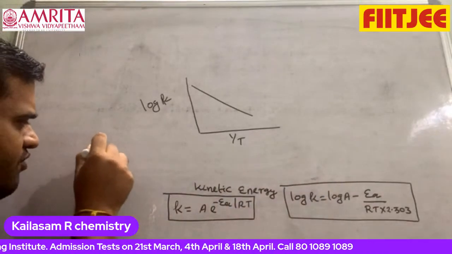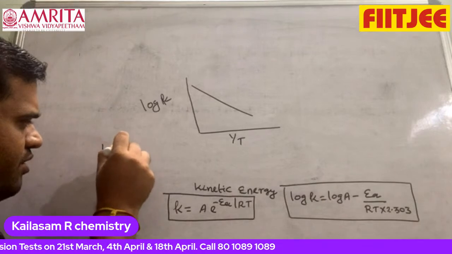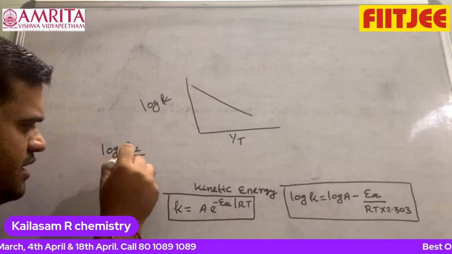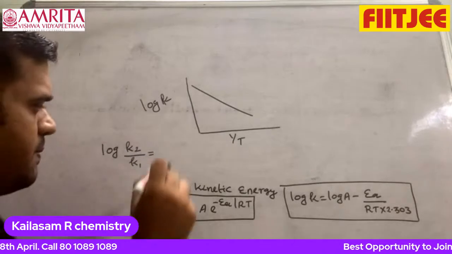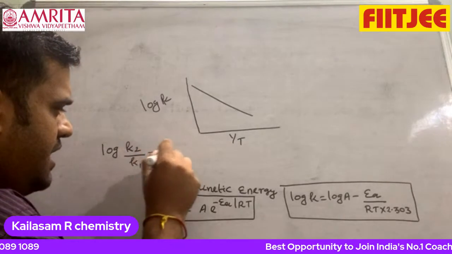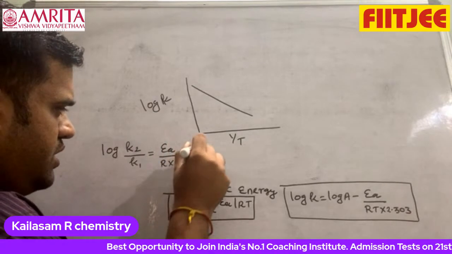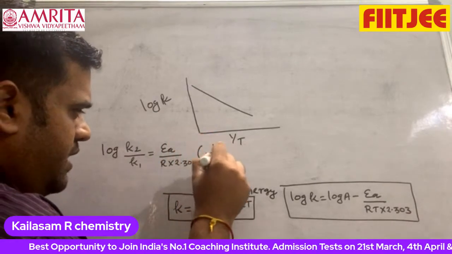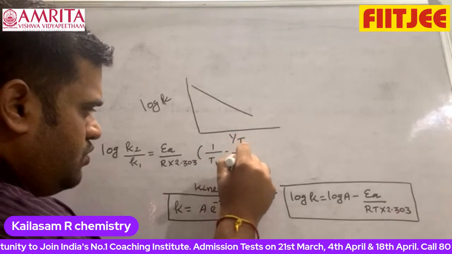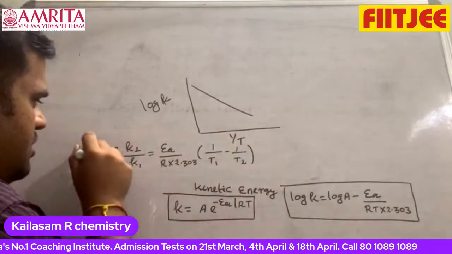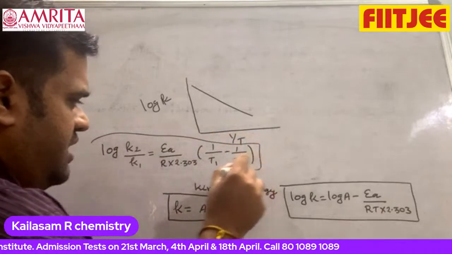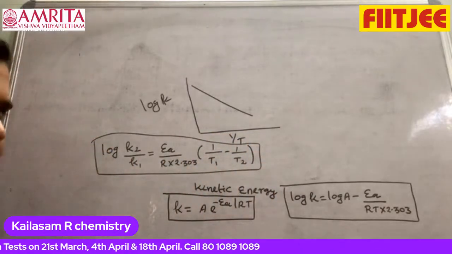If I take two different temperatures, what do I get? Log of K2 by K1 equals Ea by R into 2.303, into 1 by T1 minus 1 by T2. So this is what the Arrhenius equation says.